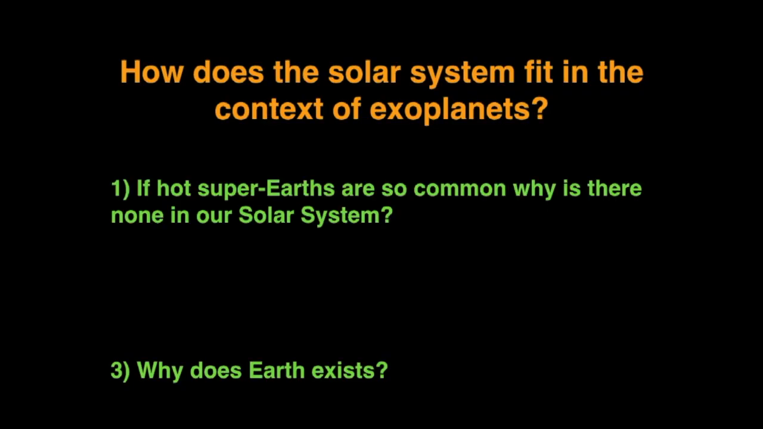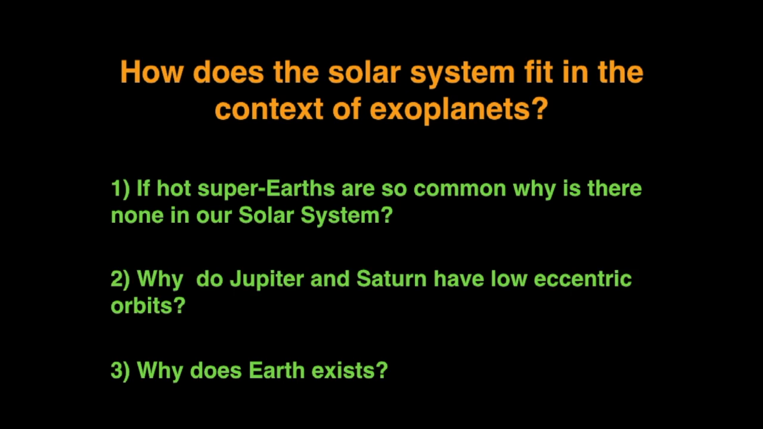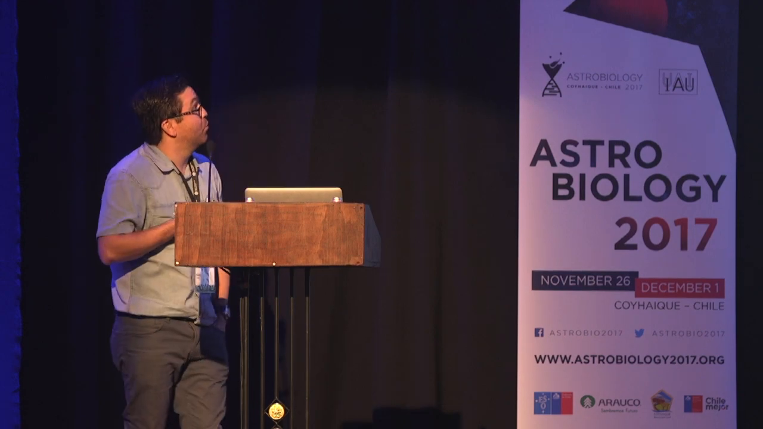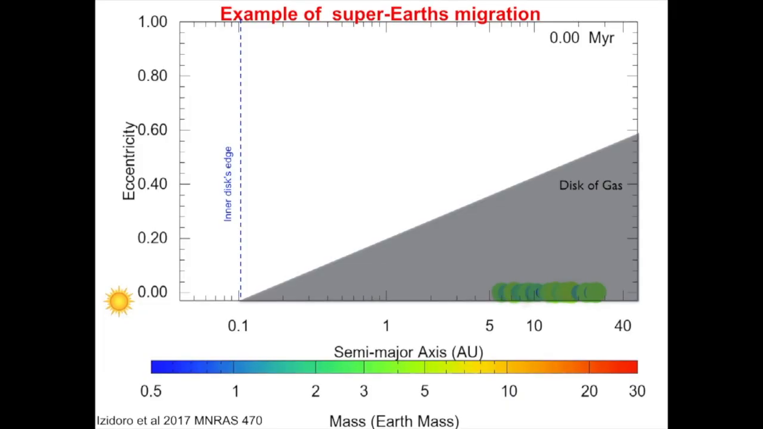How does the solar system fit in this context? These hot super Earths are observed in 30, maybe 50%, maybe even more of all solar type stars. Why don't we have one in the solar system? What happened here? Why do Jupiter and Saturn have such low eccentricity orbits? Why does Earth exist? This is the new point, the next step of this talk.